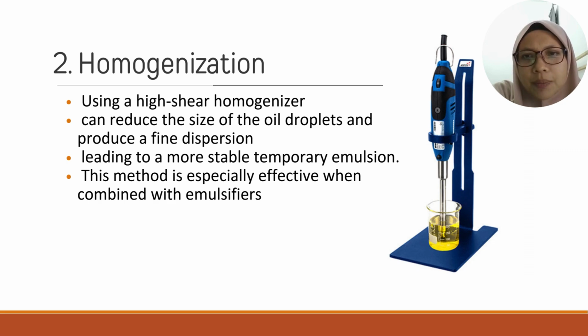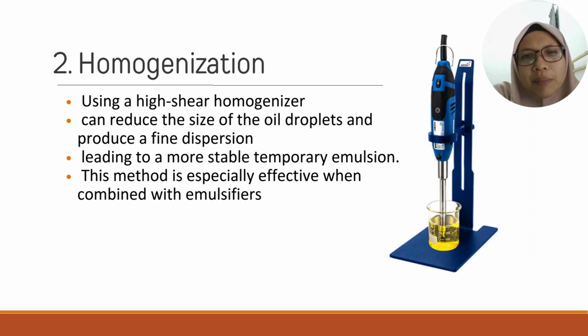So the speed. This high shear homogenizer can reduce the size of the oil droplet and produce a fine dispersion. So when you use the homogenizer, it will cut the droplet. So it can lead to a more stable temporary emulsion.